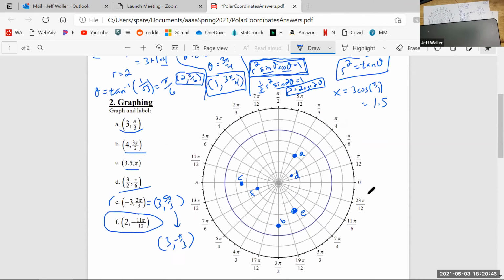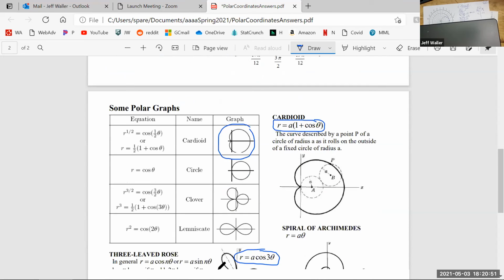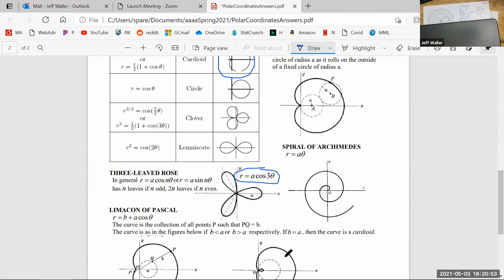Okay. So we are going to graph not just points, we're going to graph actual shapes. And I think I showed you how to do this stuff in your calculator. So you can play around with that too.